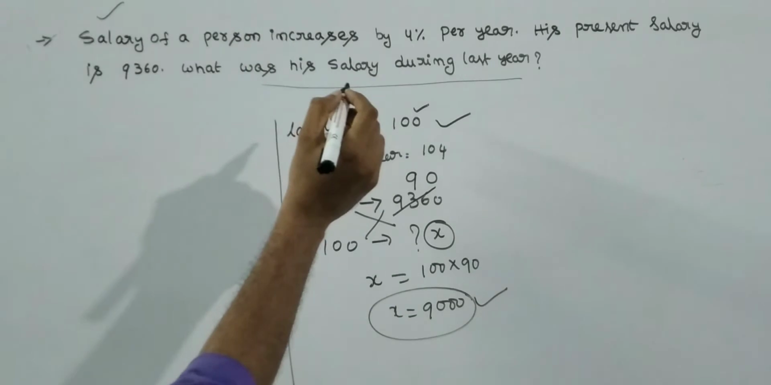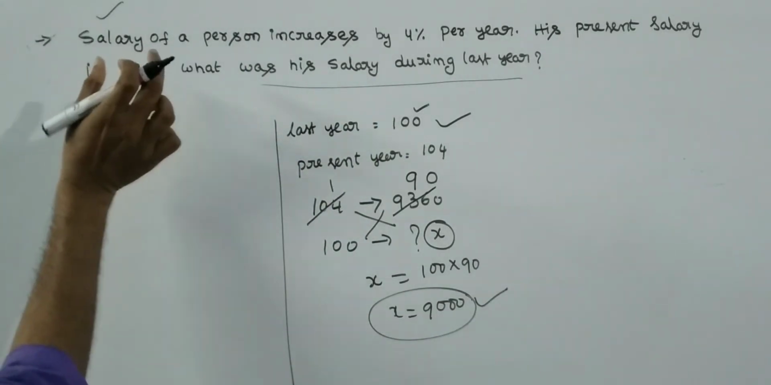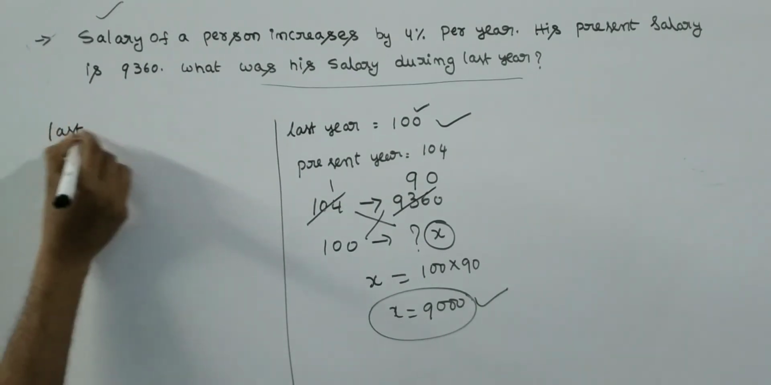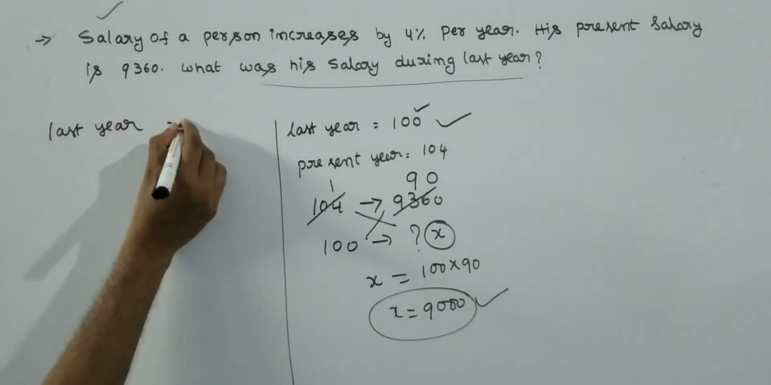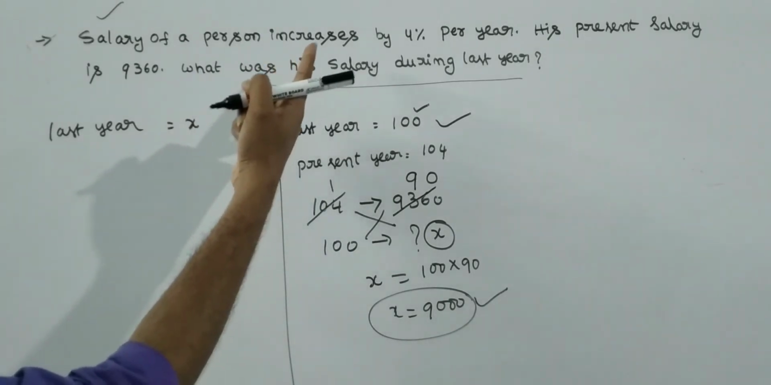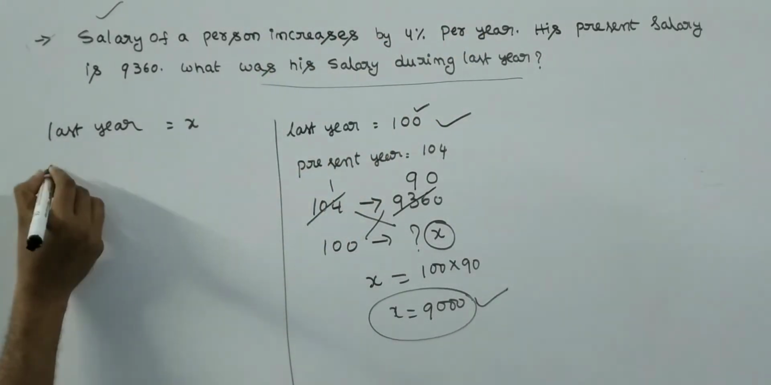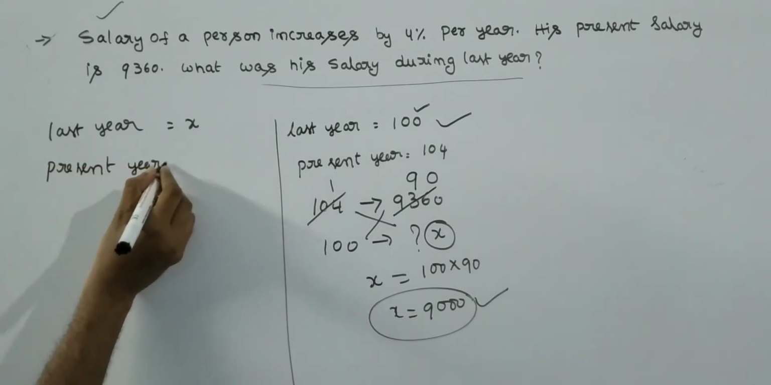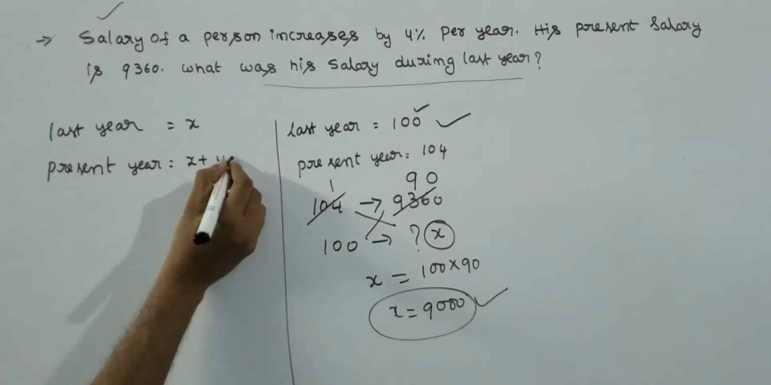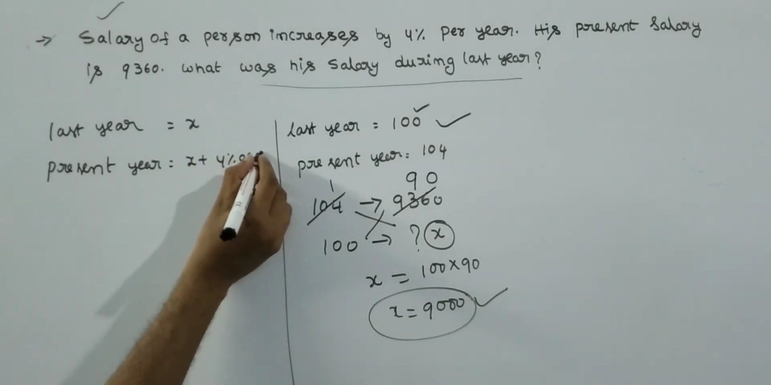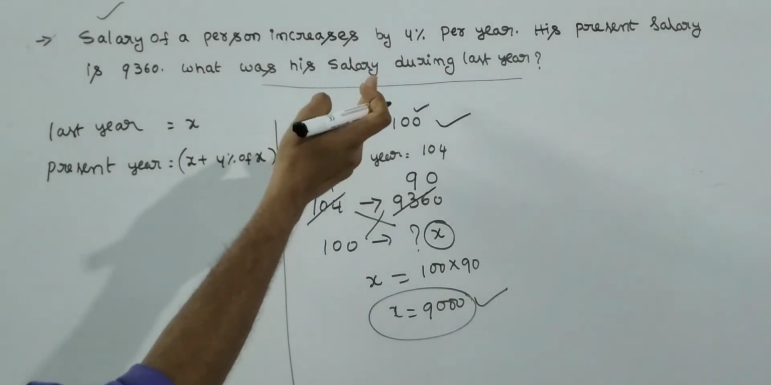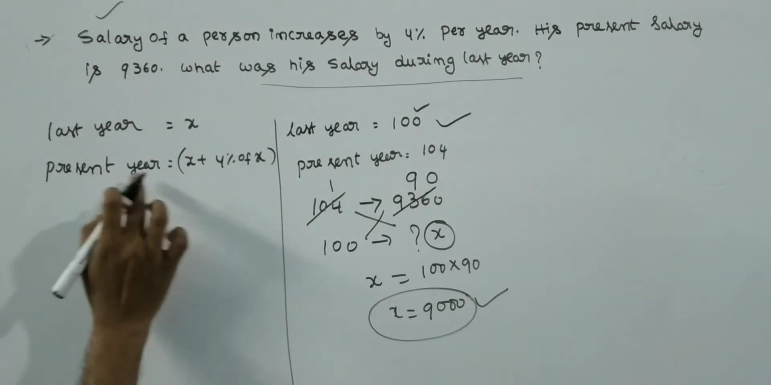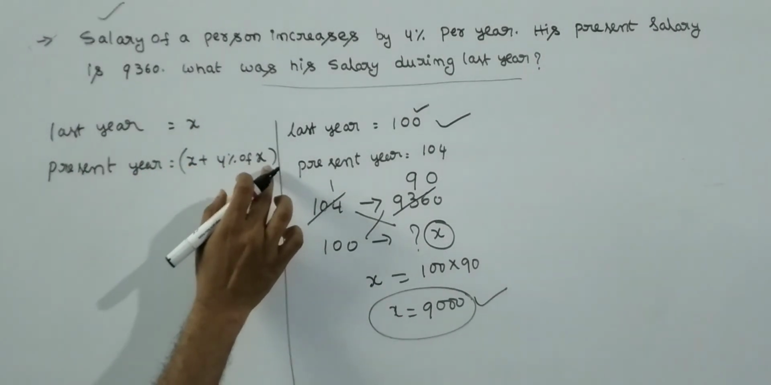Friends, I will tell you the procedure. See friends, last year's salary he is asking, so we assume it as x. Last year salary equals x. Then every year it is increasing 4%. That means present year salary, how much? x plus 4% of x. See friends, every year it increases 4% of the previous year's salary. So last year salary is x, present year salary is x plus 4% of x.